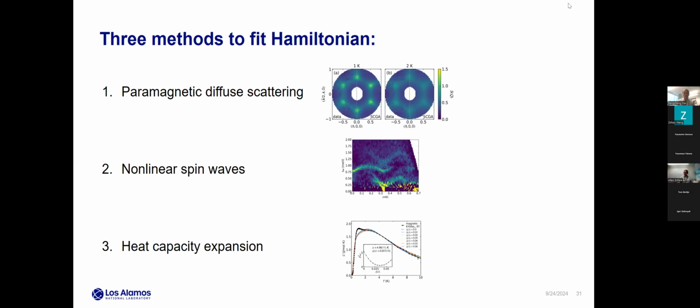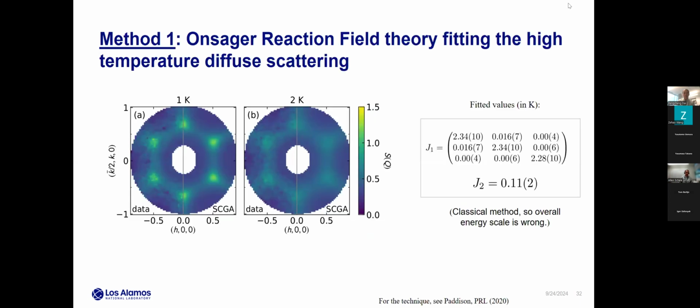And so to try to arrive at a rigorous answer to this question, we use 3 different tools to fit the Hamiltonian. First is paramagnetic diffuse scattering, second, nonlinear spin waves, and third, we do a heat capacity expansion to fit the bulk properties. Next slide, please. So method 1, we use this technique called Onsager reaction field theory, which is kind of a new kid on the block for analyzing neutron scattering data. This was courtesy of Joe Pattison, who's at Oak Ridge National Lab.